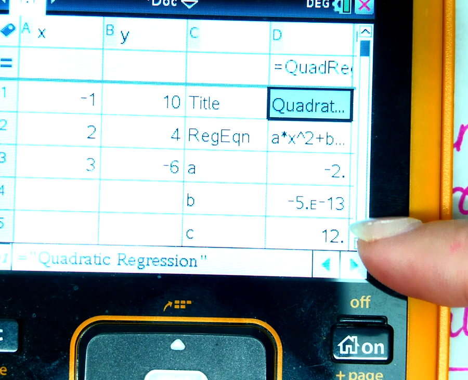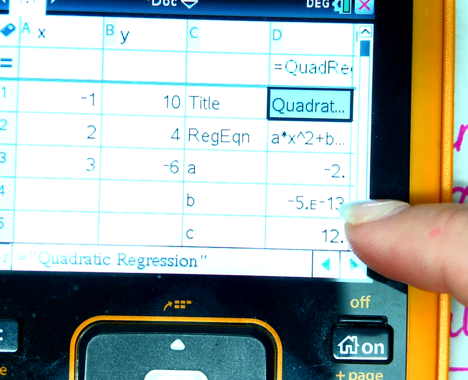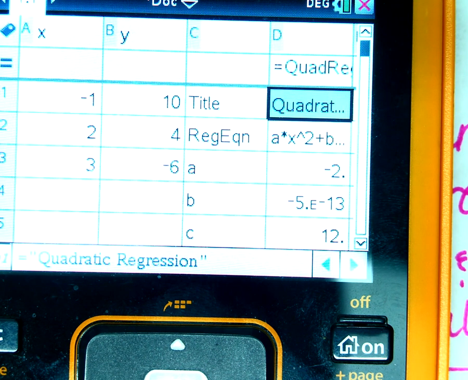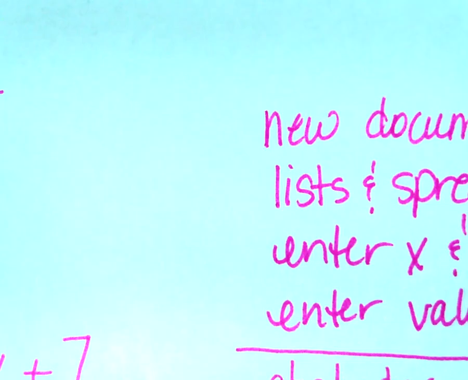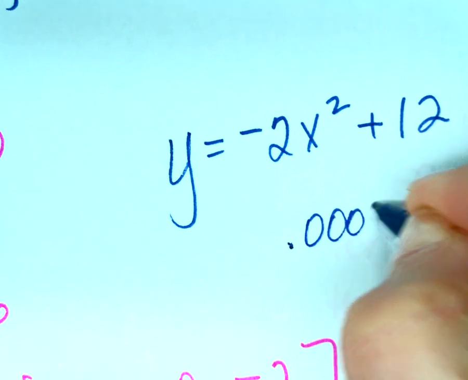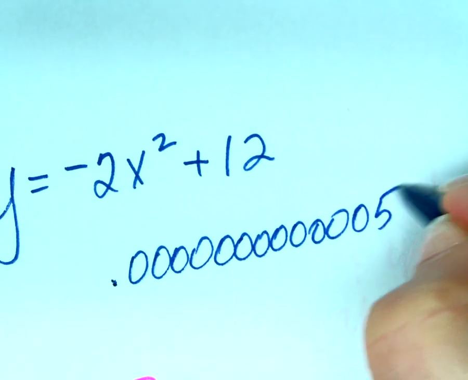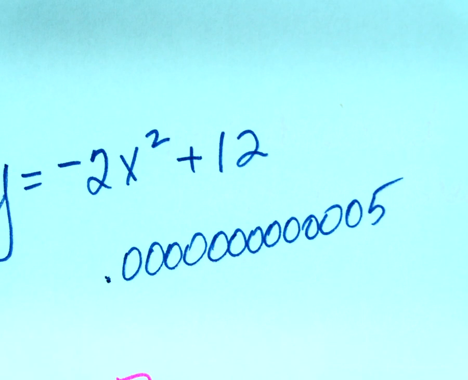-2, that, and 12. What does that mean? -5 times 10 to the -13th power. -13th. 1, 2, 3, 4, 5, 6, 7, 8, 9, 10, 11, 12. That's what it means. Guys, what's that really close to? 0. Okay? Sometimes with regressions like this, it freaks out a little bit.